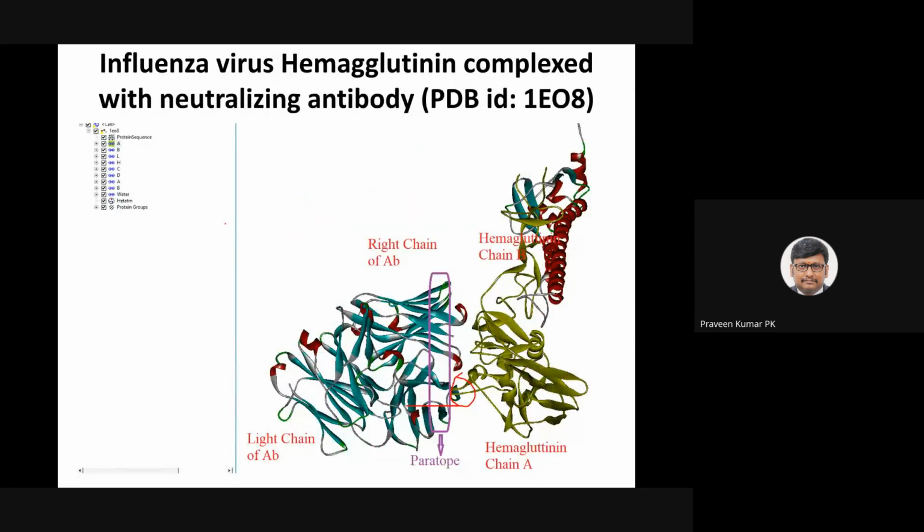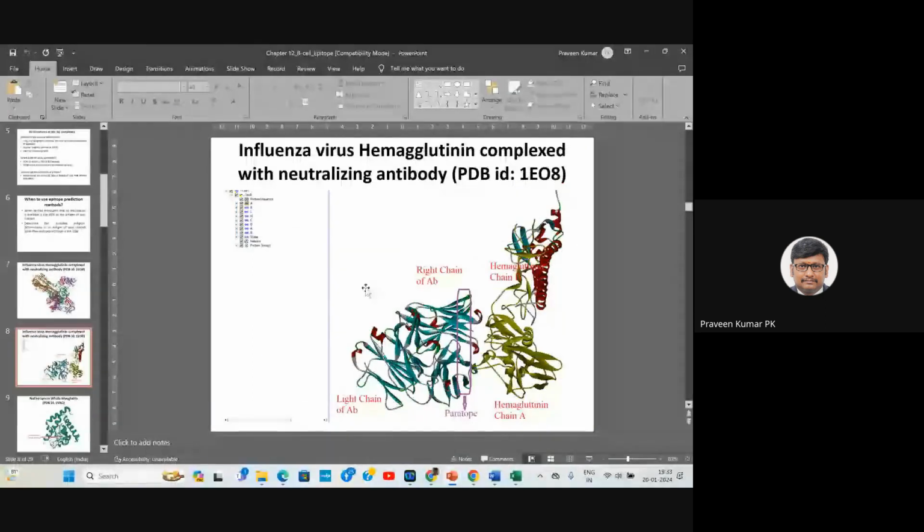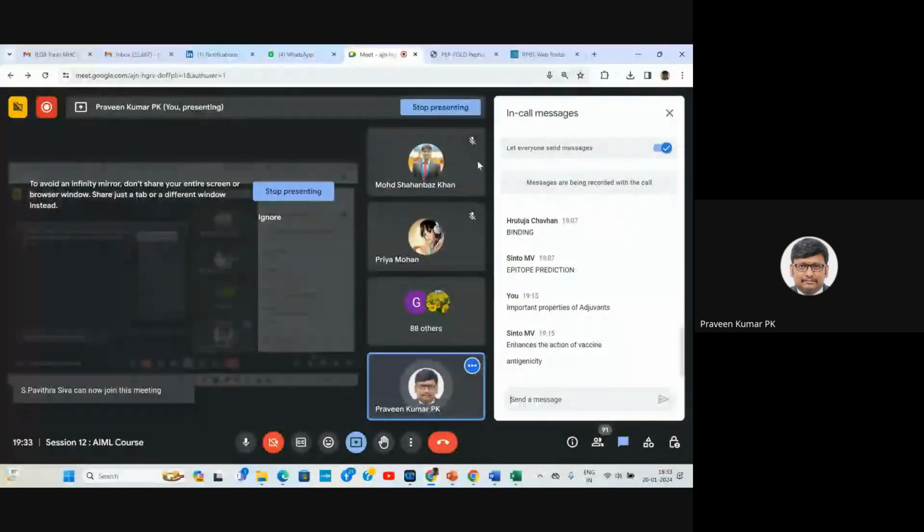You can take this as an example to work on. Download this, split the protein molecules separately using WordPad, and you can go for protein-protein docking. There are plenty of protein-protein docking software. If you dock it, you will get the interacting amino acids of this antibody's paratopic region with the epitopic region.